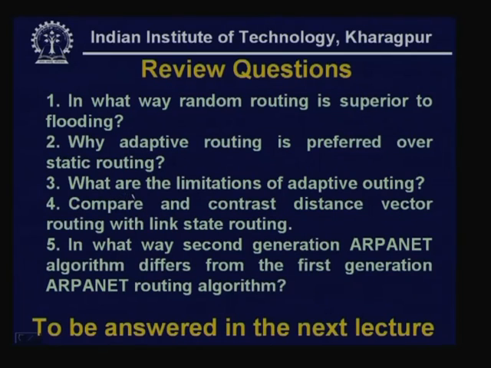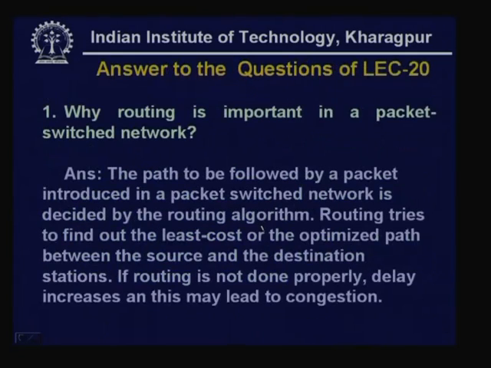Third question is, what are the limitations of adaptive routing? Fourth, compare and contrast distance vector routing with link state routing. Fifth question is, in what way does the second generation ARPANET algorithm differ from the first generation ARPANET routing algorithm? So, these questions will be answered in the next lecture. And here are the answers to the questions of lecture number 12.